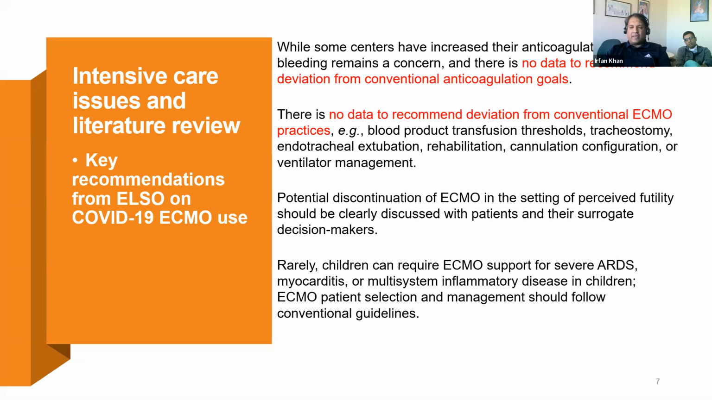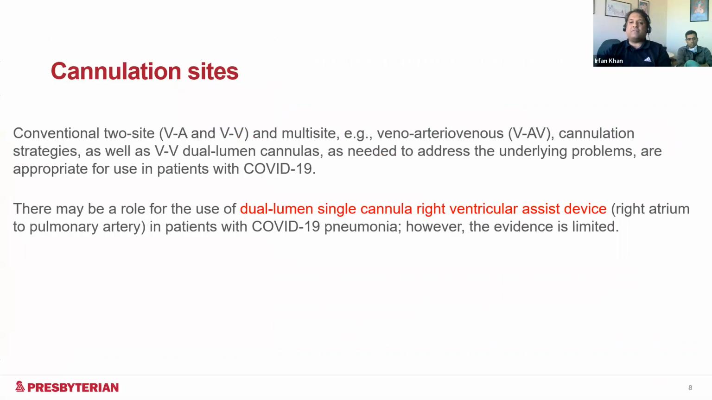Futility is important. You have to discuss it with the family and the decision makers, and that's an active, dynamic process. Rarely, children can require ECMO, mainly because of myocarditis or multi-system inflammatory disease. Again, patient selection is key, and then you still have to follow the conventional guidelines for that. So these are the recommendations for ECMO from ELSO.